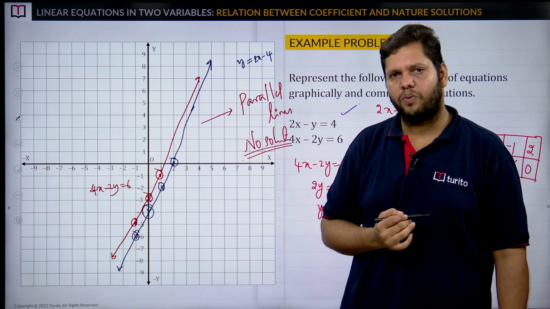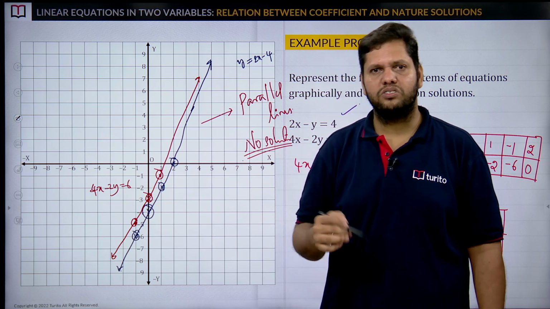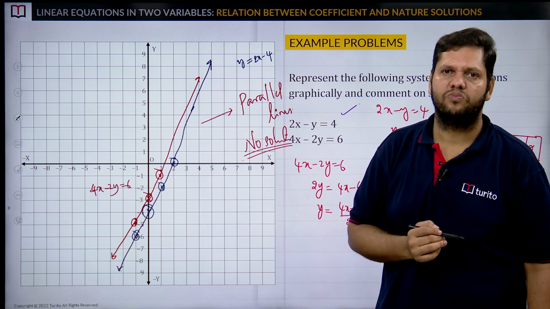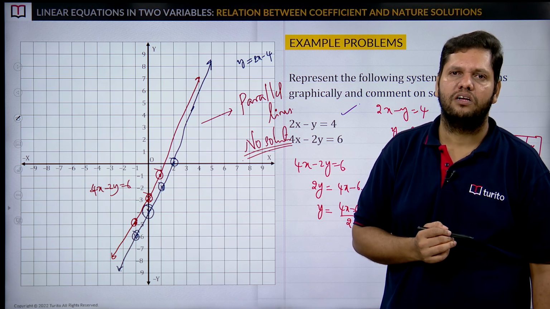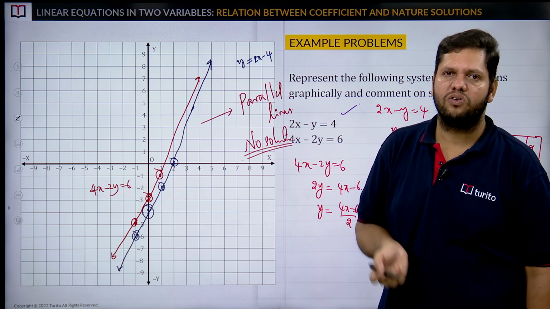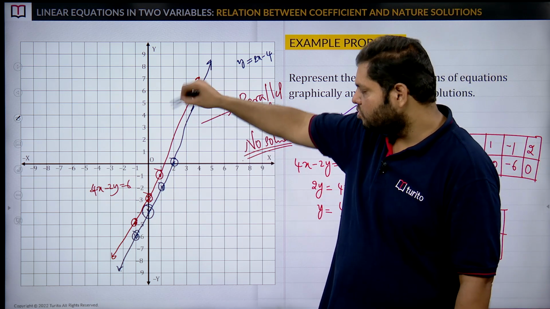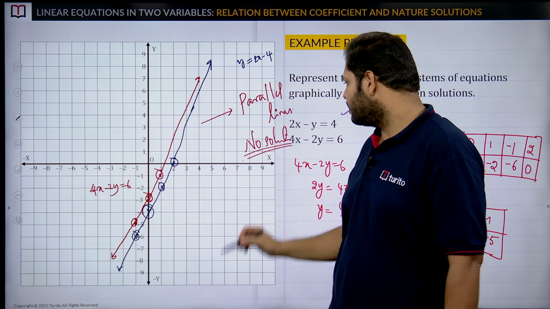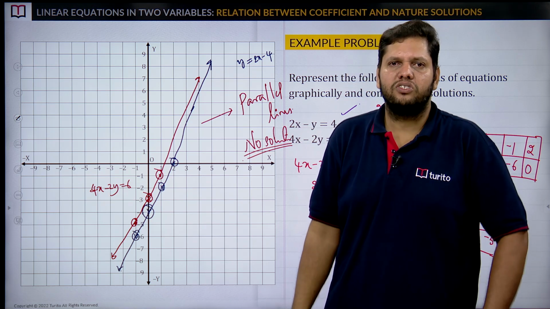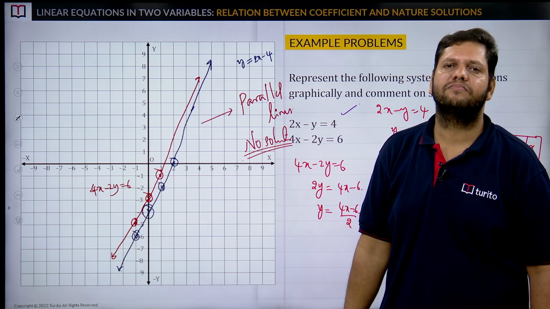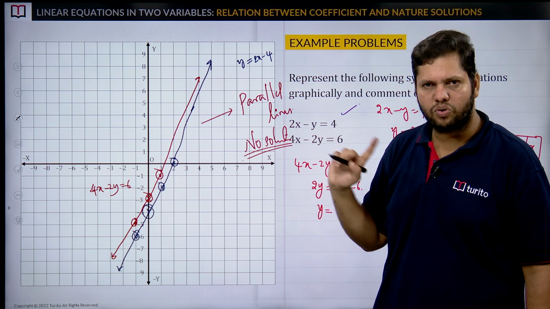Am I clear, children, on this point? The solution does not exist. The number of solutions is 0. Clear, children? The number of solutions is 0. Otherwise, the solution does not exist because the two lines are parallel to each other. Any doubts? Because the two lines are parallel, we can say directly the solution does not exist.